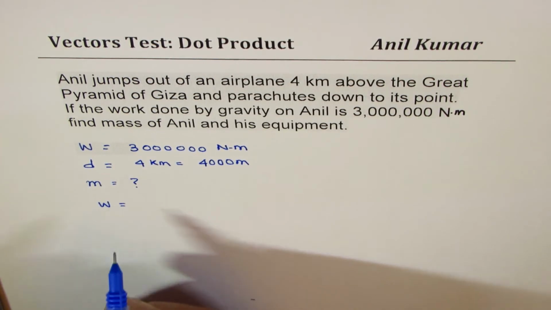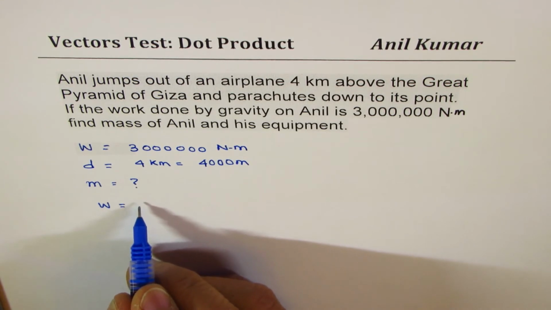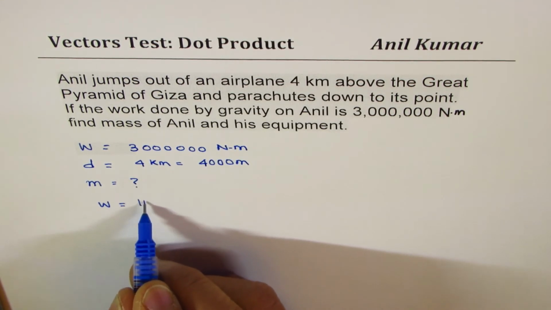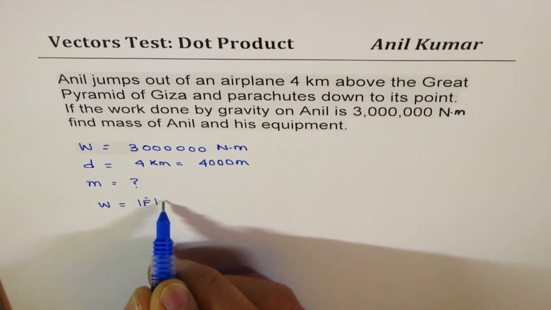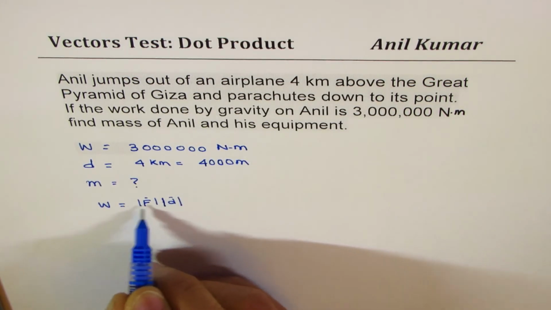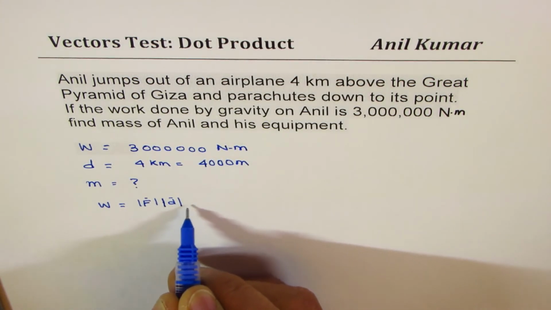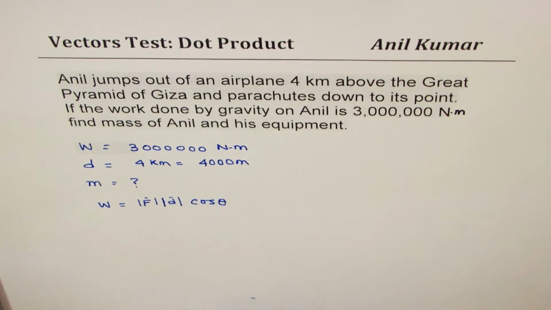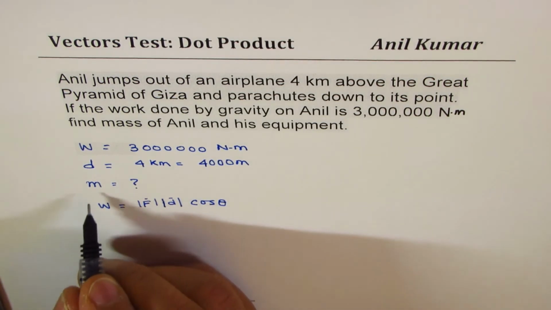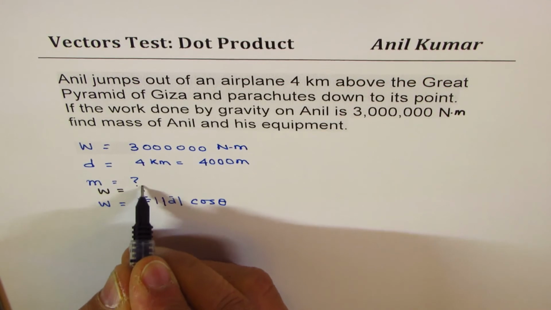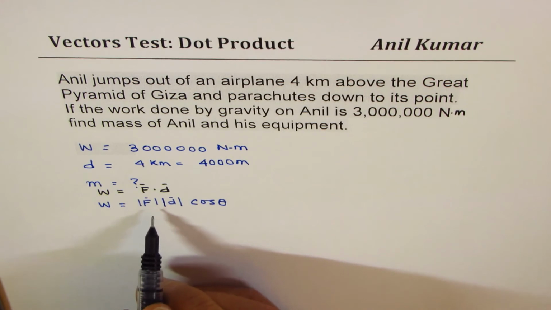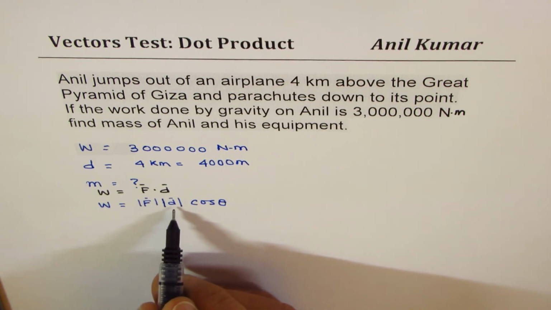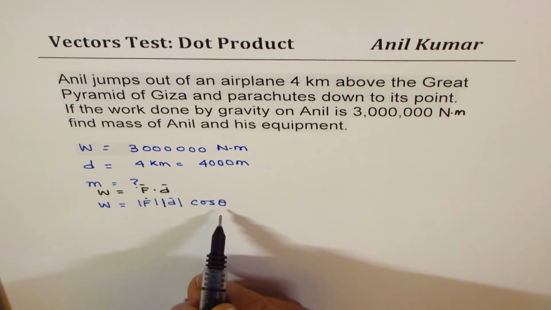We know work done is a scalar quantity, which is the dot product of force and distance, right? Basically written as magnitude of force times magnitude of distance times cos of the angle between them. Now let me rewrite this formula as we normally do. We write work done as force dot d, which is magnitude of force times magnitude of distance times cosine of angle theta.